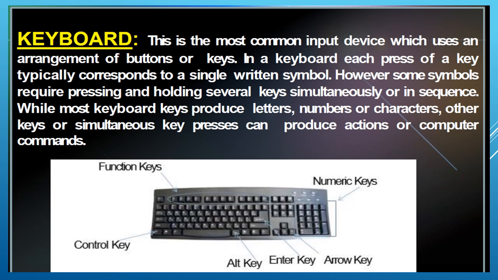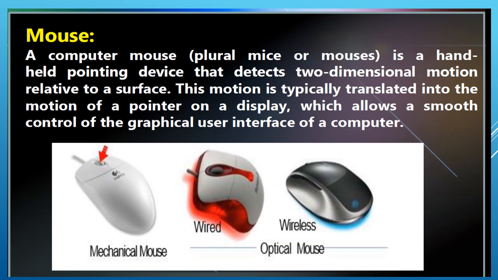Next, the Alt key is there, the Enter key is there, the arrow keys are there. For navigation we use the arrow keys. Next is the Control key. All these key combinations are available where? In your keyboard.